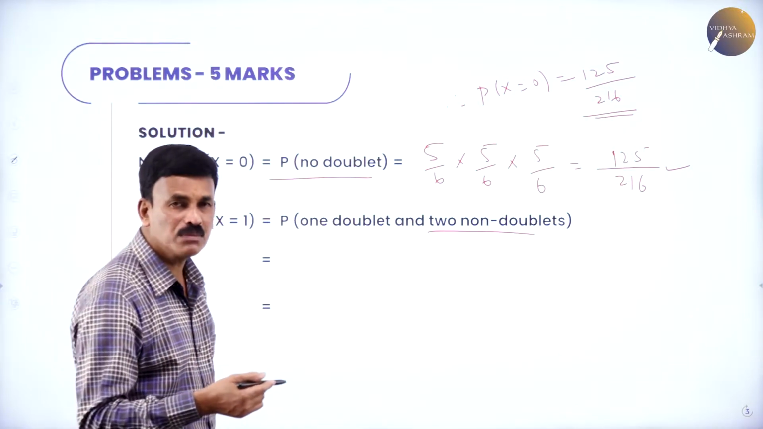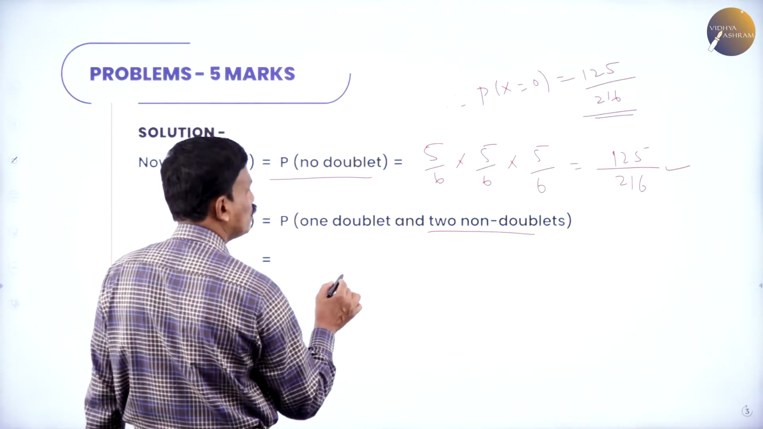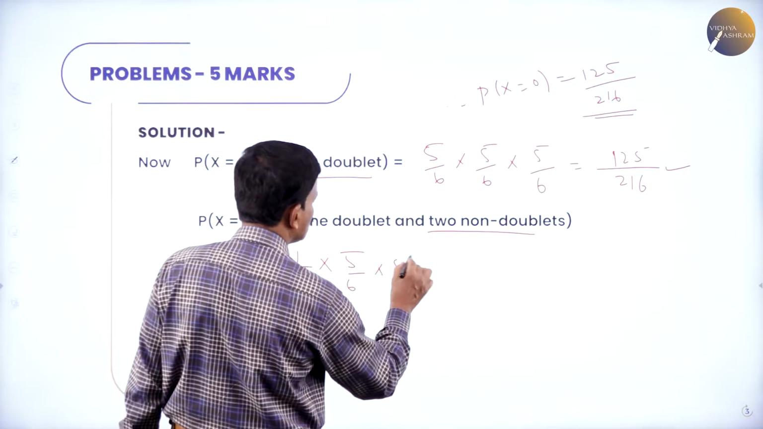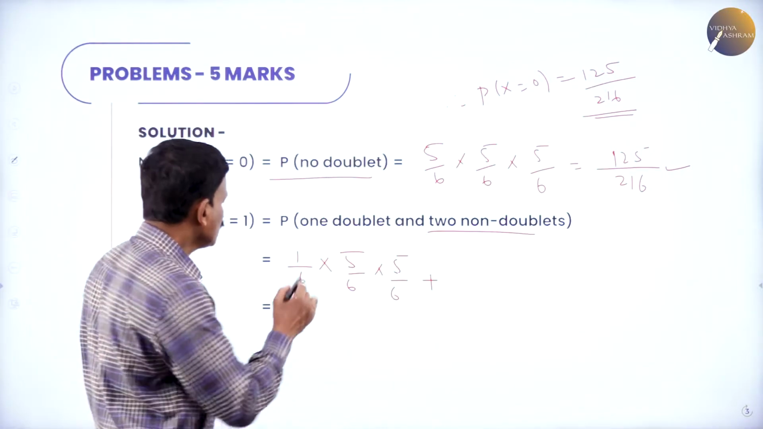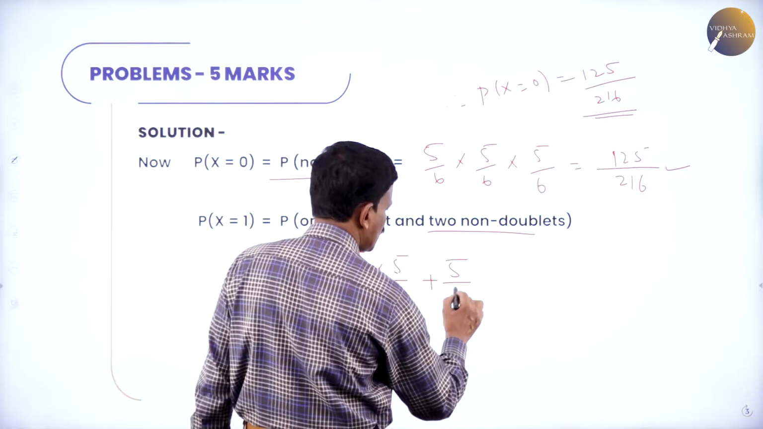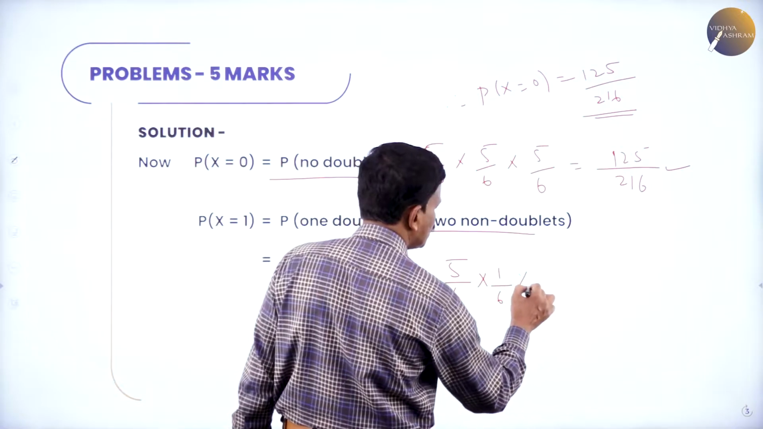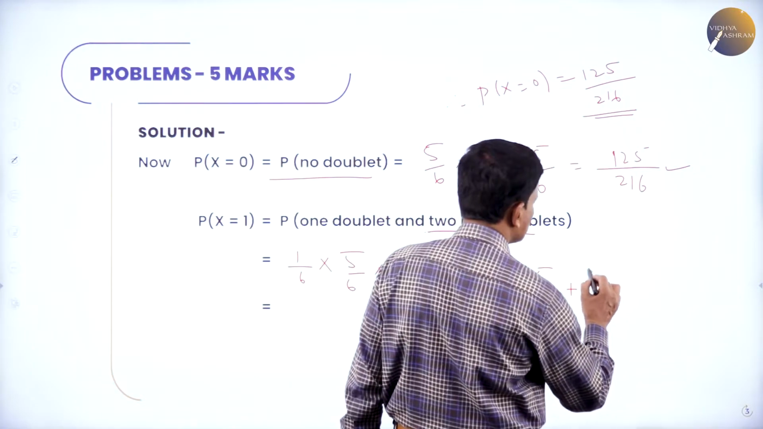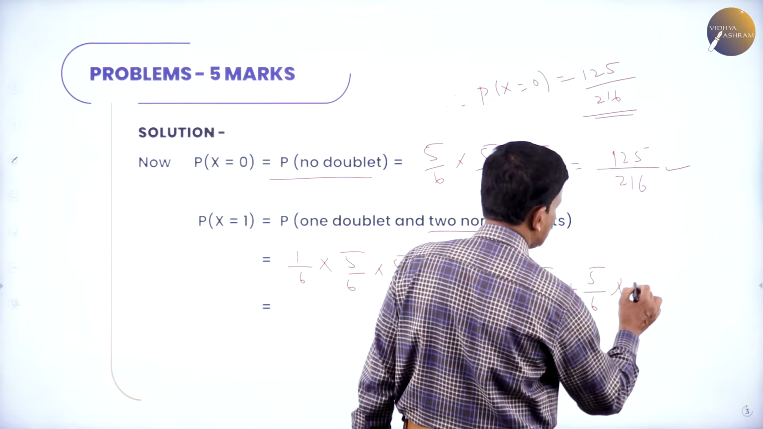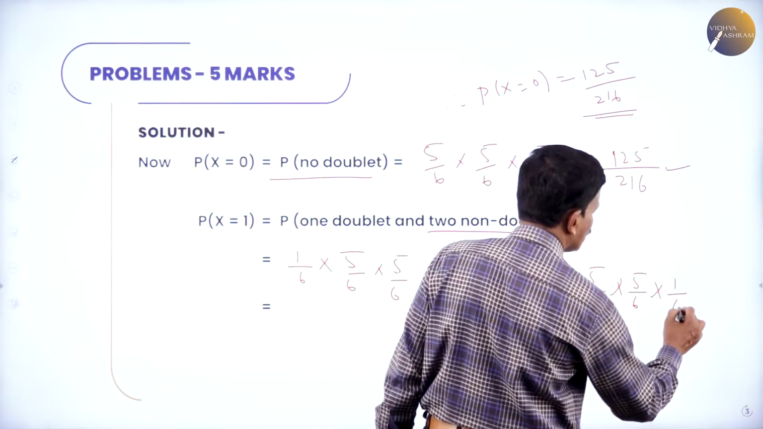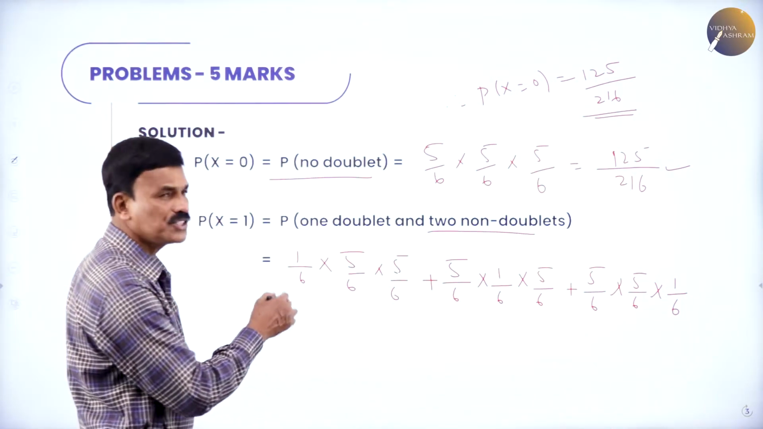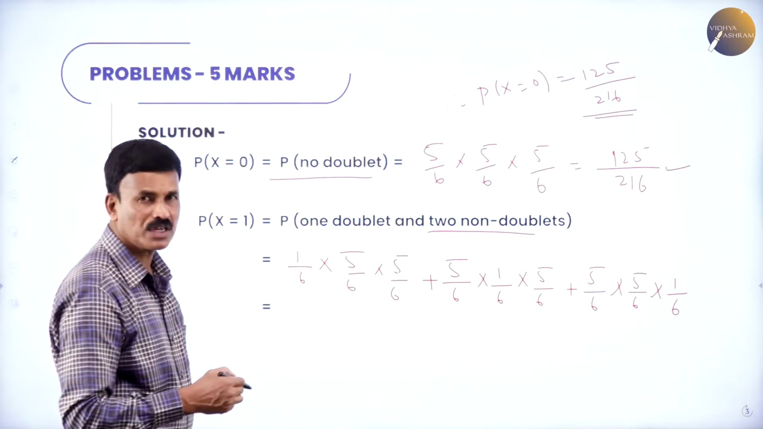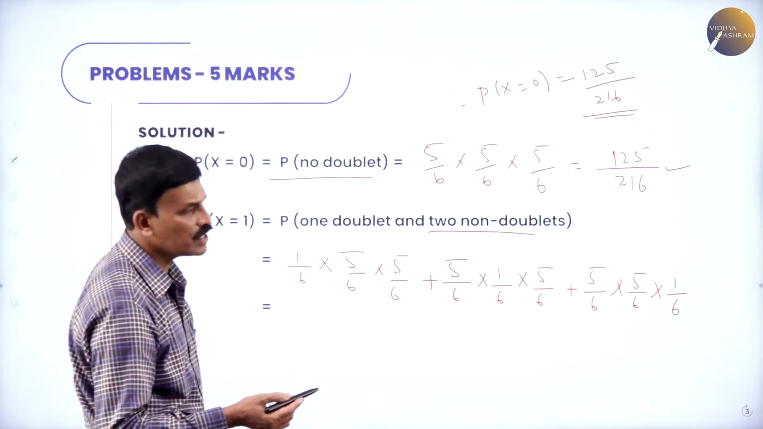So therefore the possibilities are: one doublet means it is 1 by 6 and the remaining two are not doublets, 5 by 6 into 5 by 6, plus the first one is not a doublet and the second one is a doublet and again the third one is not a doublet, plus similarly the first is not a doublet, the second is also not a doublet and the last one is a doublet. So you will get 1 by 6 into 5 by 6 into 5 by 6 plus 5 by 6 into 1 by 6 into 5 by 6 plus 5 by 6 into 5 by 6 into 1 by 6.